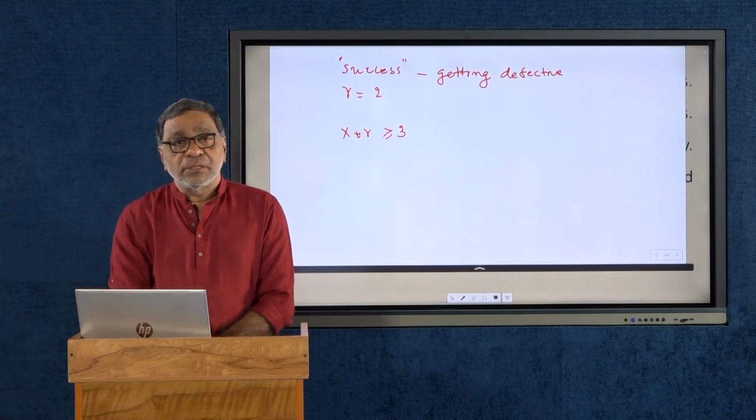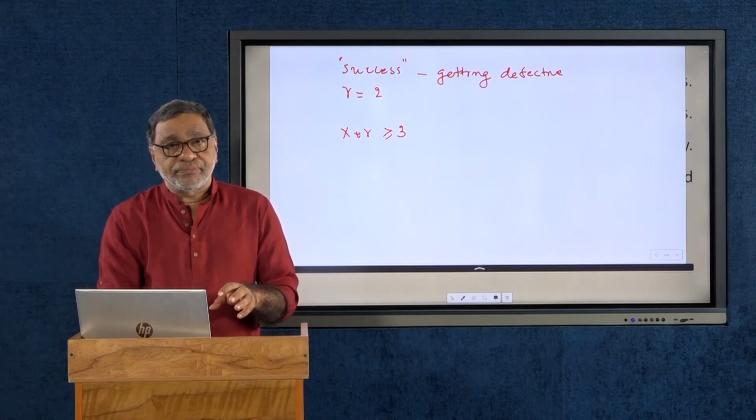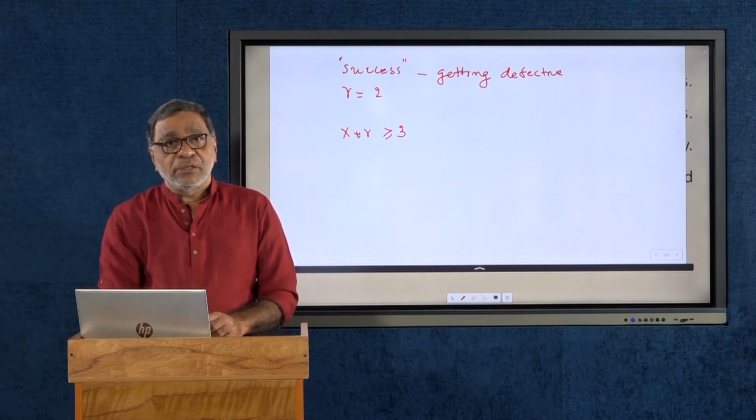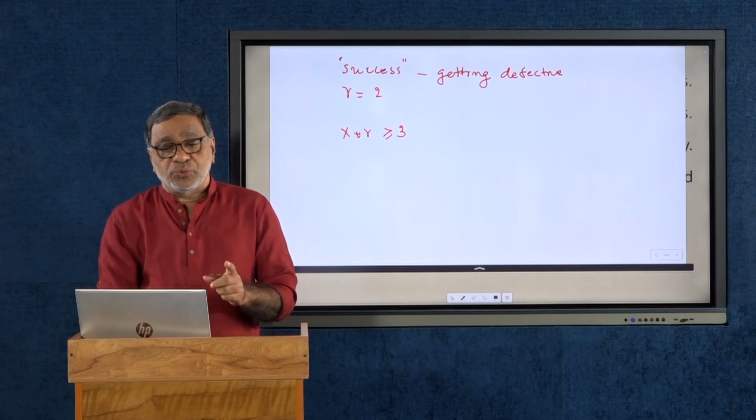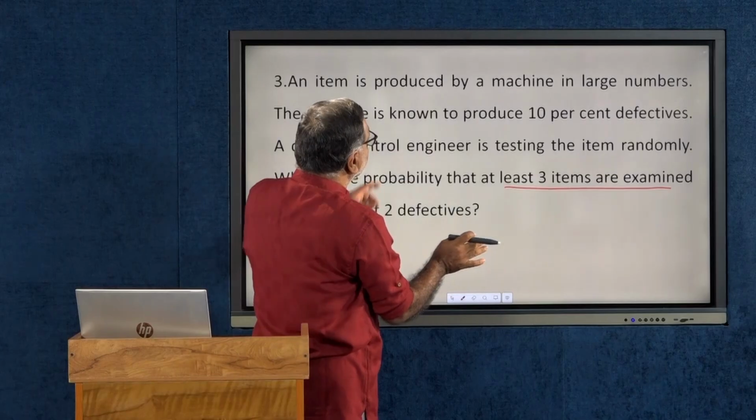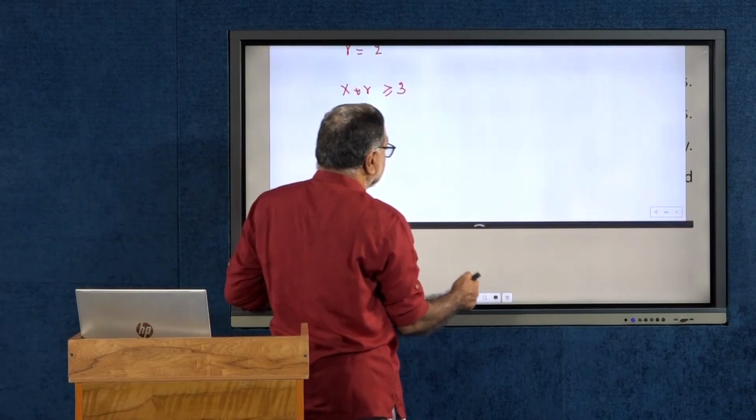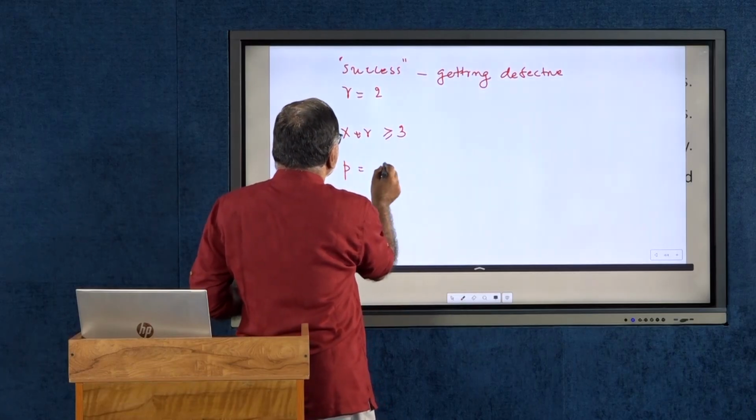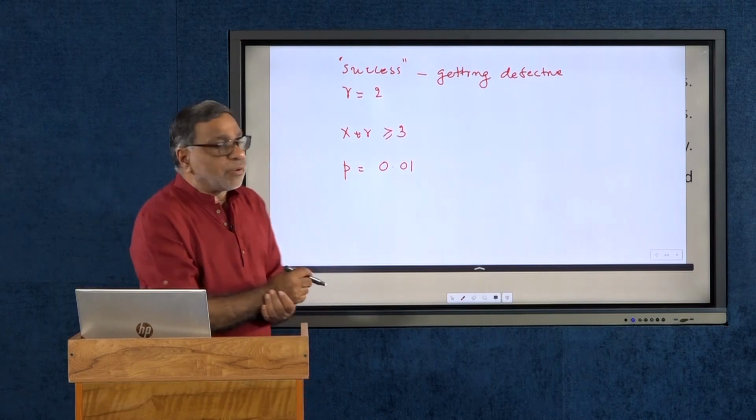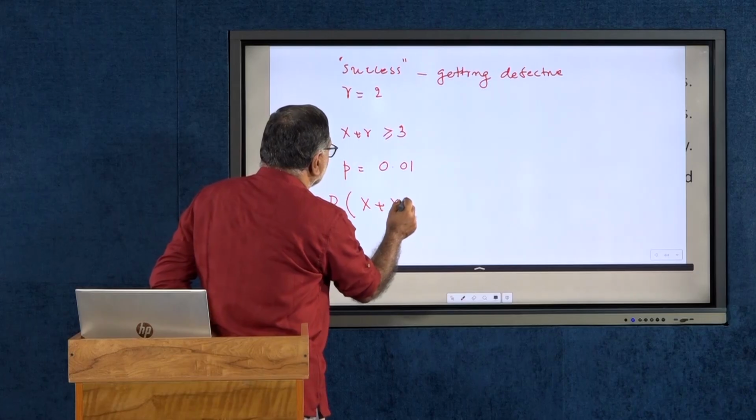In that case, x plus r is the total number of trials and x plus r should be greater or equal to 3, and r is equal to 2. And what is our p given to you? The machine is known to produce 10% defectives. So, our problem is to find the probability that x plus r is greater or equal to 3.